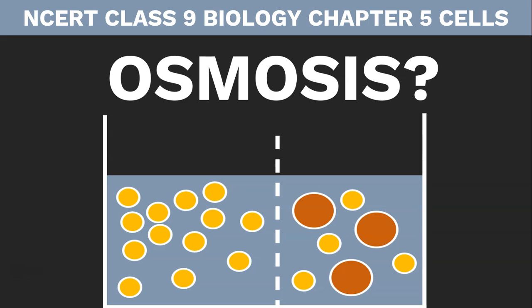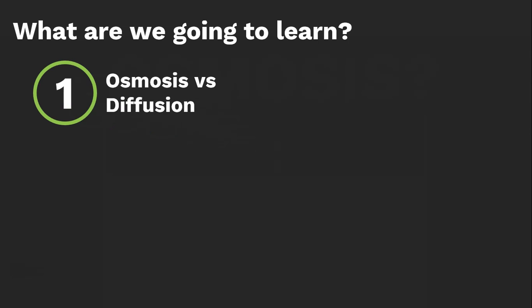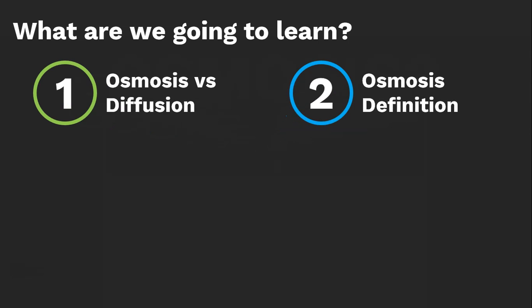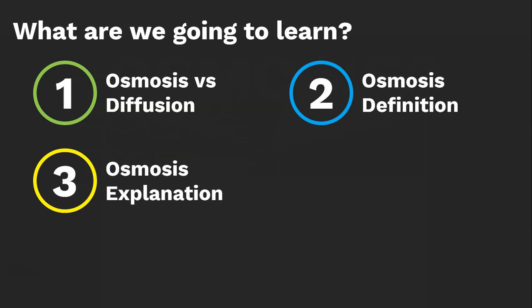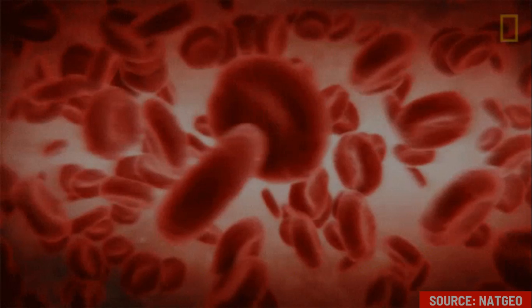What's up guys, in this video we're going to be learning about osmosis. So this is a topic of class 9 biology chapter 5, the structural and functional unit of life. So in this presentation we're going to be learning the difference between osmosis and diffusion, the definition of osmosis, the explanation of osmosis, and the types of solutions taking place in osmosis.